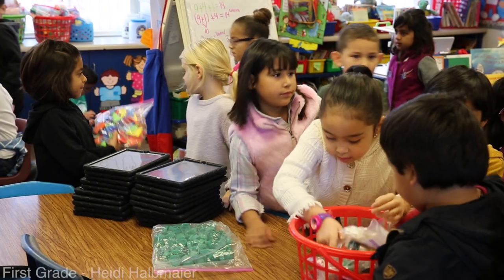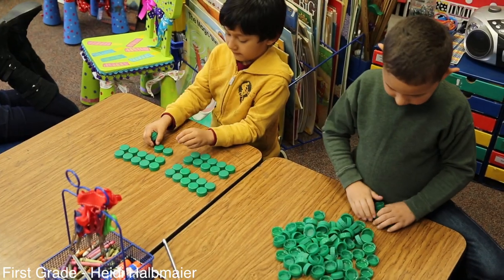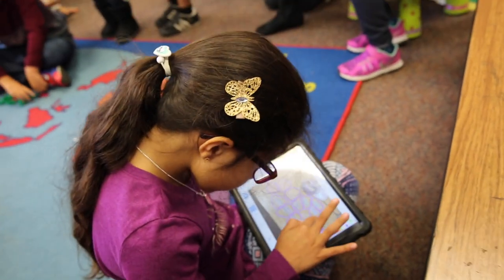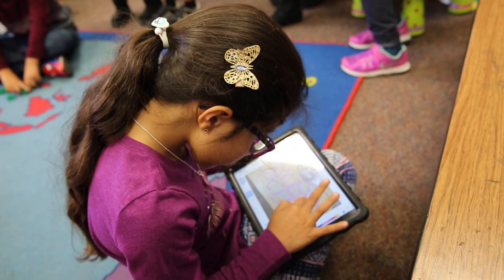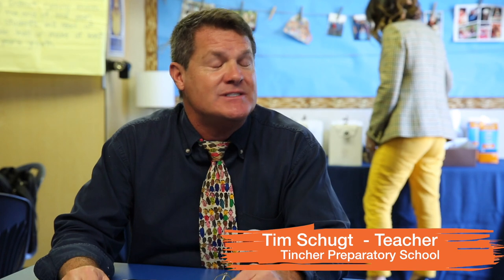It was really neat. The teacher had bags full of various objects, the students grabbed their baggies of collections, they got into pairs on their own, and they got to work. They started counting the collections. When they were done, they got on their iPads, used the Seesaw app, and described their collection, their math sentence that they created. It was really neat. It was really self-directed by the students.